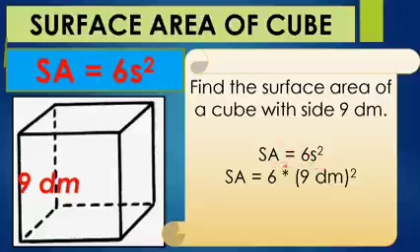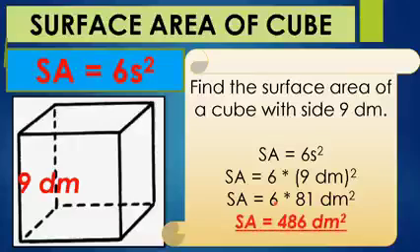So after substitution, next natin gagawin is to simplify the exponent. Okay, that is 9 dm squared. And 9 dm squared is also the same as 9 dm times 9 dm. So we will multiply 9 dm twice by itself. And 9 times 9 is 81. Then multiply it by 6. The product is 486 dm squared. Therefore, the surface area of a cube is equal to 486 square decimeters.